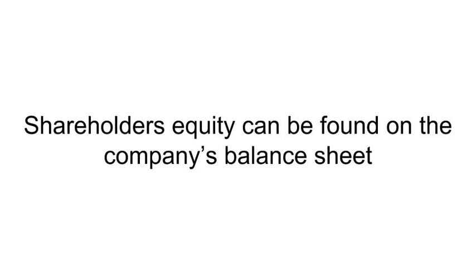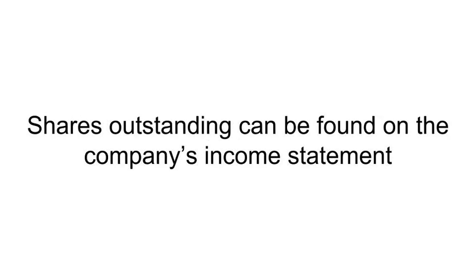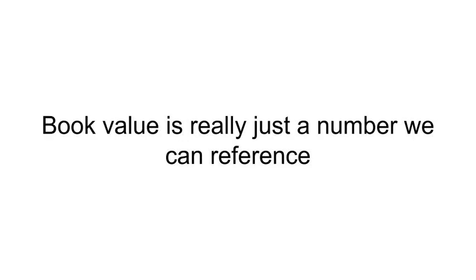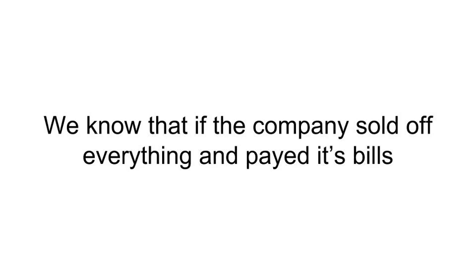So, when we take shareholders' equity, which in this case is $525,000, and divide it by the shares outstanding, which is 10,000 in this example, we get the book value, or equity per share, in this case $52.50. Shareholders' equity can be found on the company's balance sheet, and shares outstanding can be found on the company's income statement. Book value is really just a number we can reference. We know that if a company sold off everything and paid its bills, it should be worth the book value.